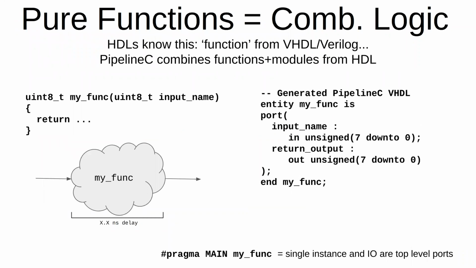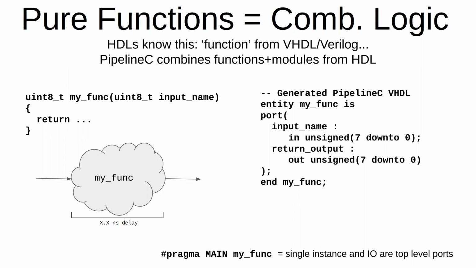Let's get into what are the building blocks that you're actually writing here. I mentioned it all starts with pure functions and combinatorial logic. Hardware description languages know this. Verilog and VHDL both have a literal function you can write, and it'll give you combinatorial logic. PipelineC is sort of mixing functions and modules here from HDL. In the example here, very basic C function signature with your return type and your input types, and a name for the function. And you're going to get exactly that VHDL on the right there.